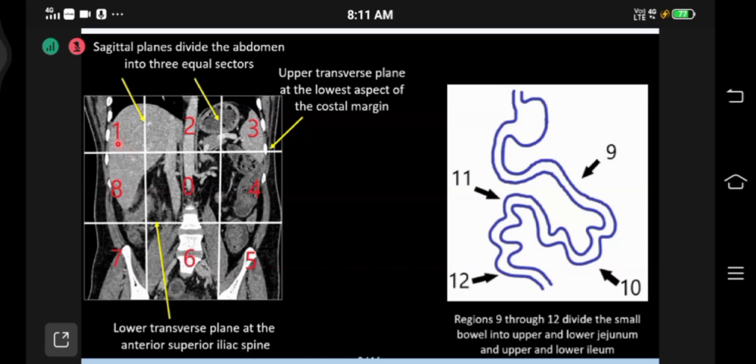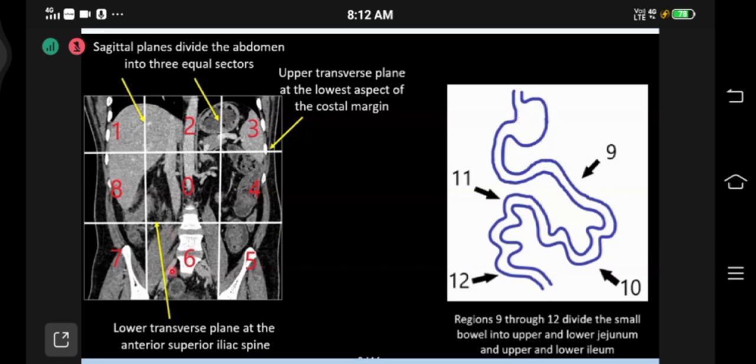The entire abdomen is divided into 9 quadrants here. Sagittal planes divide it into 3 equal sectors, and axial planes at the costal margin and the anterior superior iliac spine divide it further. For all practical purposes, the central part, the umbilical region, is labeled as 0. Then we go clockwise from the right hypochondrium: 1, 2, 3, 4, 5, 6, 7, 8. Mind you, it starts with 0, even though we have 9 quadrants. The final one, the right lumbar region, comes to 8.